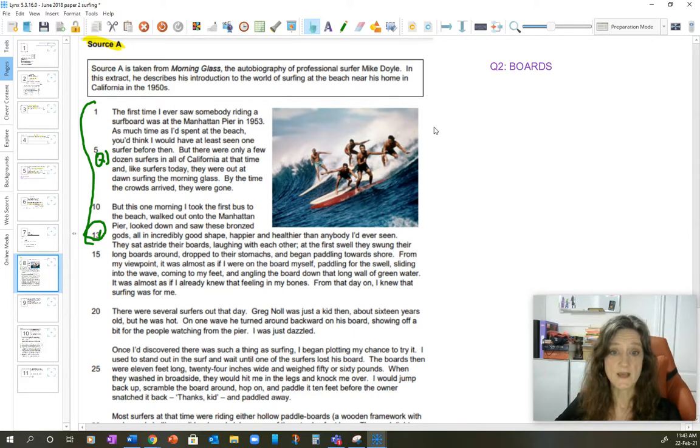Unlike surfers today, they were out at dawn surfing the morning glass. By the time the crowds arrived, they were gone. But this one morning, I took the bus to the beach, walked out onto Manhattan Pier, looked down and saw these bronzed gods, all in incredibly good shape, happier and healthier than anybody I'd ever seen.